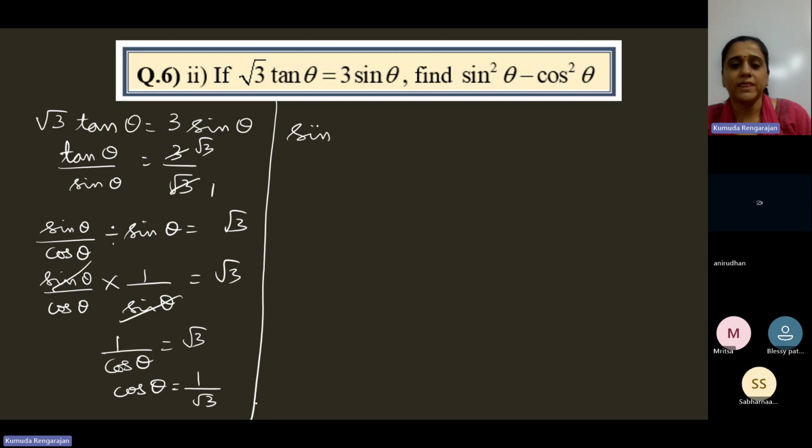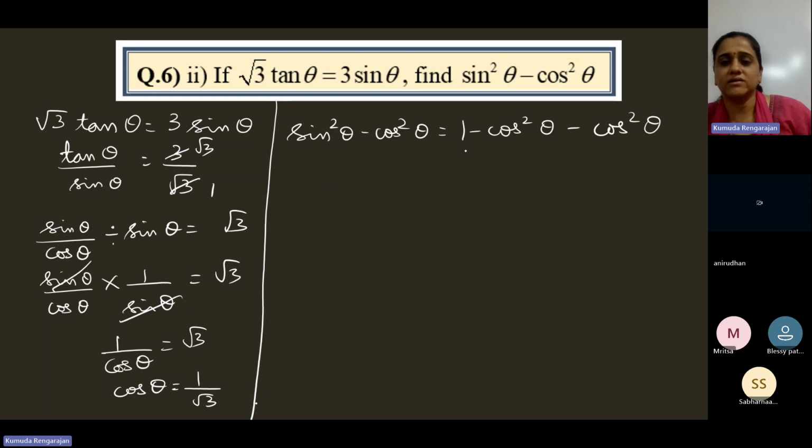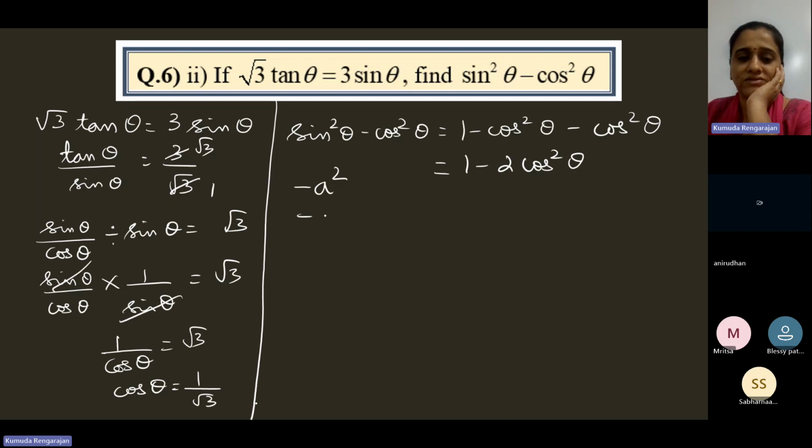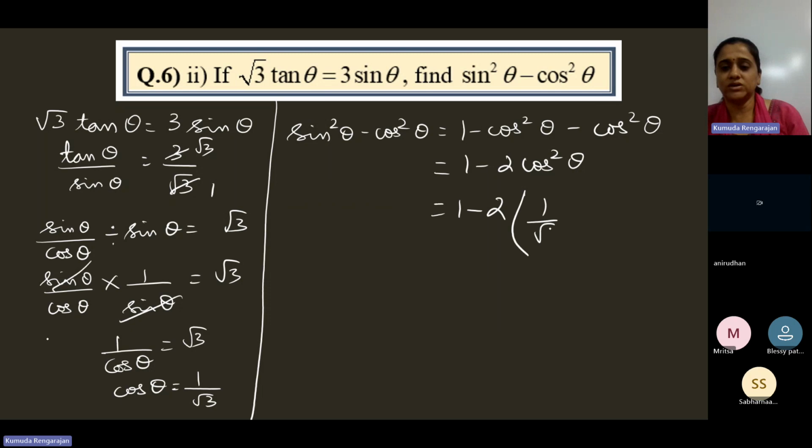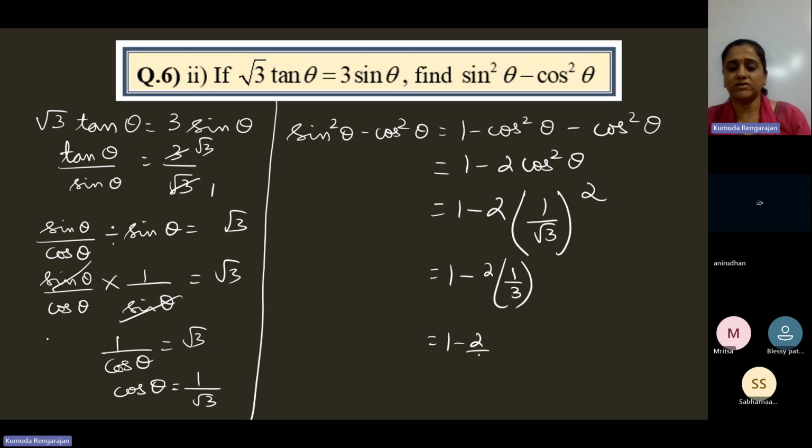Now, sin square theta minus cos square theta is equal to, since we have the value of cos theta, we'll write sin square theta as 1 minus cos square theta, minus cos square theta, which is already there. So 1 minus 2 cos square theta, because minus a square is minus 2a square. So 1 minus 2 into 1 by root 3 the whole square. 1 minus 2 into 1 by 3. 1 minus 2 by 3, which is 1 by 3. So the value is 1 by 3. Okay.